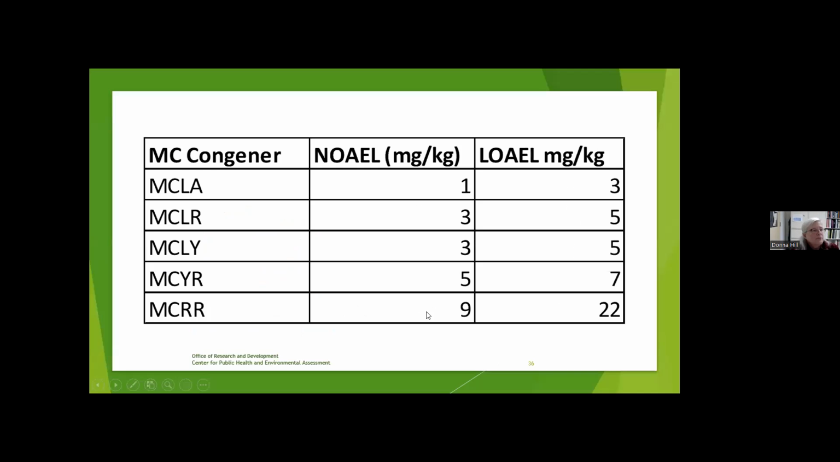So we ended up with these NOELs and LOELs, the no observable adverse effect level and the lowest observable adverse effect level. And those are published, so if you want to refer to those. But we said that the LOEL for RR was at 22 just because we did see some glucose changes, but it wasn't liver.